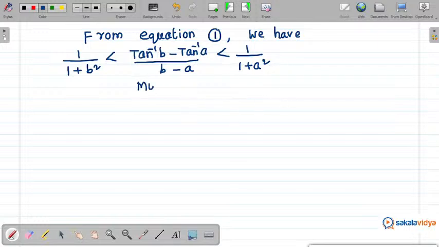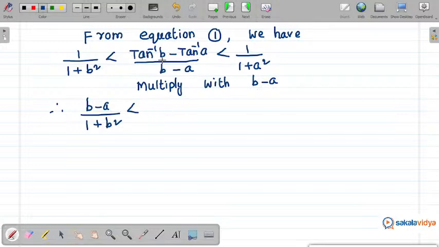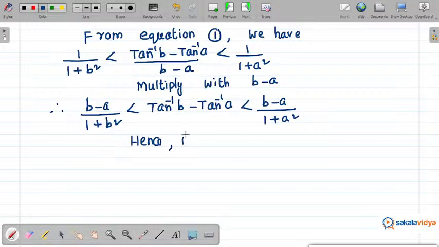Multiply this inequality with b minus a. Then what do we get? B minus a into 1 upon 1 plus b square becomes b minus a upon 1 plus b square, less than b minus a into tan inverse b minus tan inverse a by b minus a. B minus a gets cancelled. We get tan inverse b minus tan inverse a, and less than b minus a into 1 upon 1 plus a square, which is b minus a by 1 plus a square. Hence it is proved. It's a very, very interesting problem.